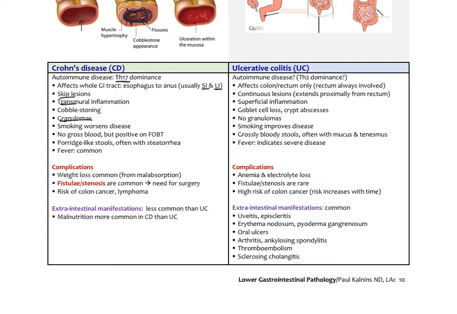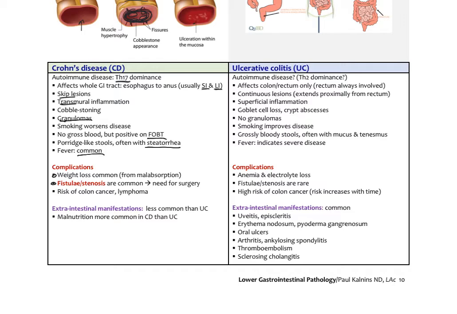We know that smoking worsens the outcomes in Crohn's. There's usually no gross bleeding, but we usually have a positive fecal occult blood test or FIT test. And the stools are often described as porridge-like, often with steatorrhea, indicating malabsorption of fat. Fever is common, so this is more hot and inflammatory versus the ulcerative colitis. Classic complications would be severe weight loss from the malabsorption.